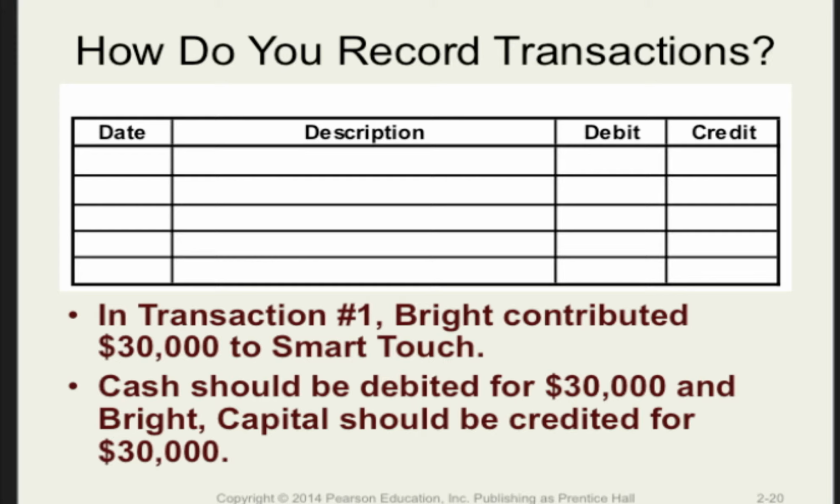In transaction number 1, Bright contributed $30,000 to Smart Touch to start the business on November 1st. As we discussed earlier, increase in Smart Touch's cash is recorded as a debit in the cash account. The increase in Bright's capital contribution is recorded as a credit in the Bright capital account. The format is standardized so that most transactions will look very similar to this.